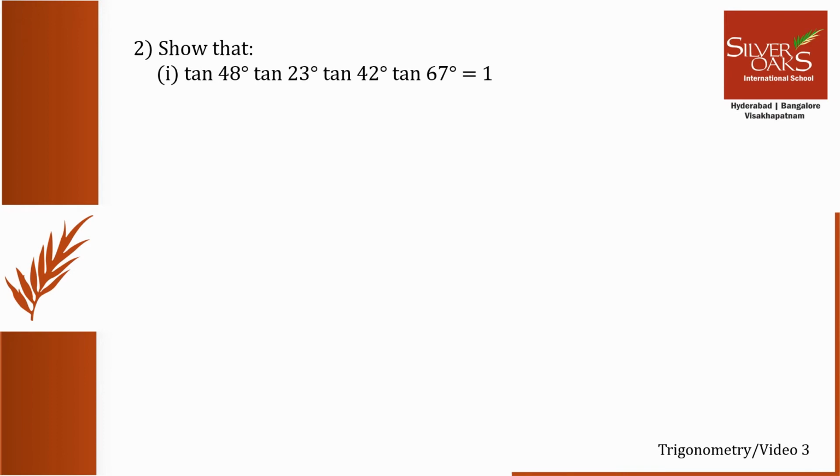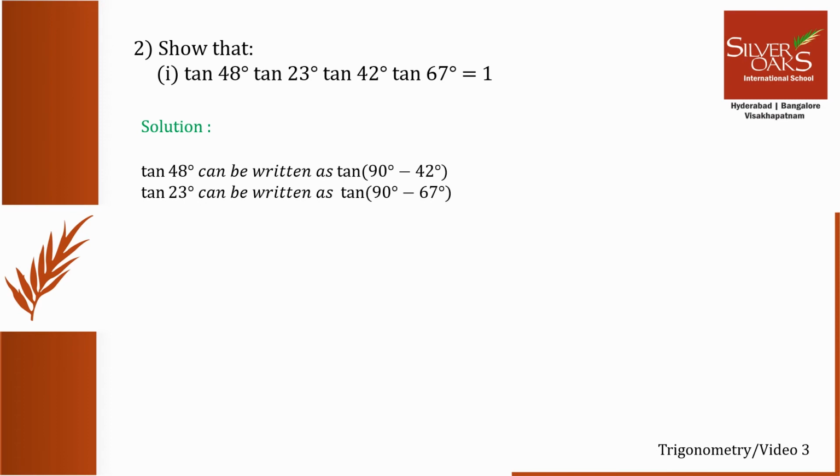Let us look into the second question. Show that tan 48 degrees into tan 23 degrees into tan 42 degrees into tan 67 degrees is equal to 1. We need to show LHS is equal to RHS. So let us take LHS.